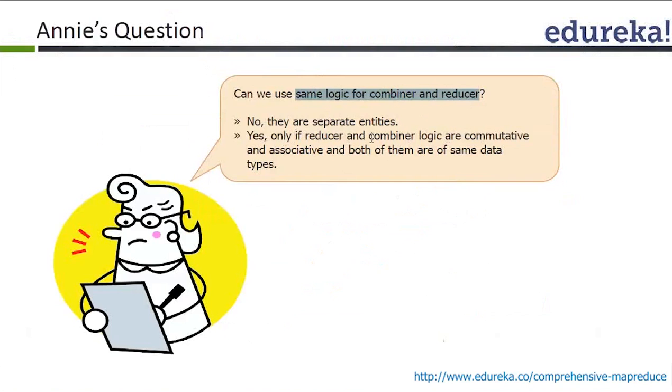You can do this only if the logic of both of them is commutative and associative and both of them have the same data type. In many cases, your mapper output would have a different data type and the reducer output would have a different data type. If the data types are different, then you cannot use the same code. Otherwise, in most of the examples, it will be the same. So, you can simply reuse it.